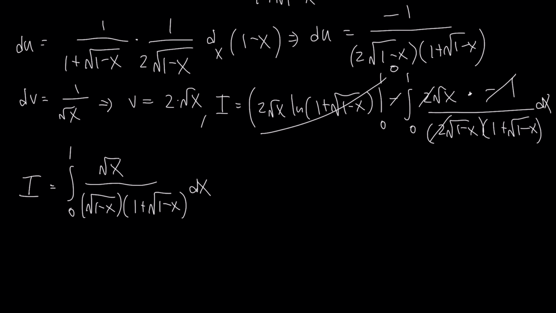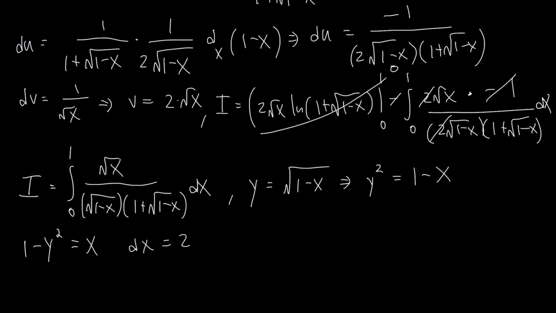And from here we can make a substitution. So we'll let y equal the square root of 1 minus x, which means that y squared equals 1 minus x, which means that 1 minus y squared equals x. And that means that dx equals negative 2y dy, and the bounds of integration, y1 will be 1 and y2 will be 0.